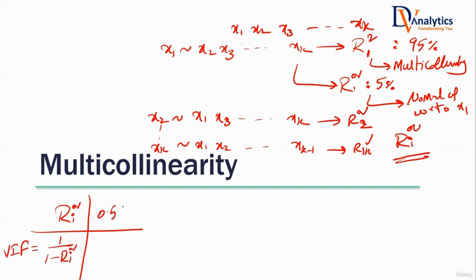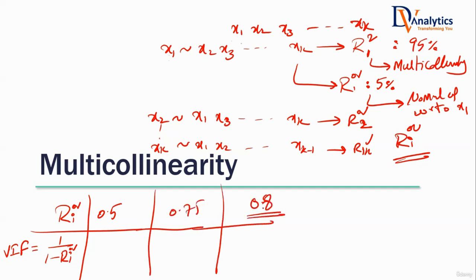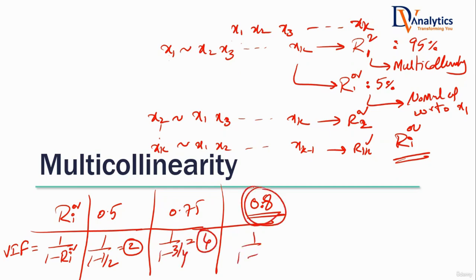If Ri square increases from 0.5 to 0.75 to 0.8, it is serious, isn't it? Can we consider an Ri square of 0.8 a serious case? Yes. So what is VIF? For Ri square of 1 by 2, it is 1 by 1 minus 1 by 2, so VIF will be 2. For 3 by 4, it is 1 by 1 minus 3 by 4, so VIF will be 4. This is the place where we get really serious: 1 by 1 minus 4 by 5 is 1 by 1 by 5, so VIF will be 5.